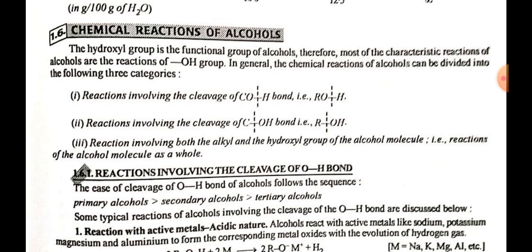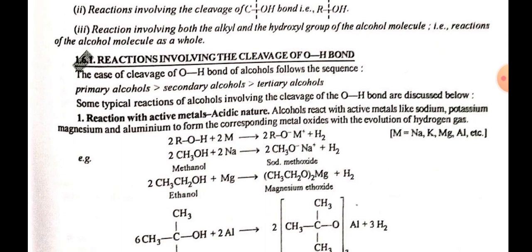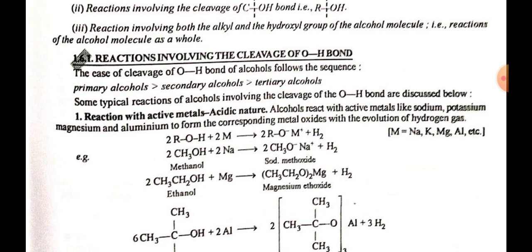carbon-oxygen and hydrogen bond, that is the R-O-H bond; reactions involving the cleavage of the carbon-oxygen bond, that is the R-OH bond; and reactions involving both the alkyl and hydroxyl group of the alcohol molecule, that is, reactions of the alcohol molecule as a whole. The ease of cleavage of the O-H bond of alcohols follows the sequence: primary, then secondary, then tertiary alcohols.